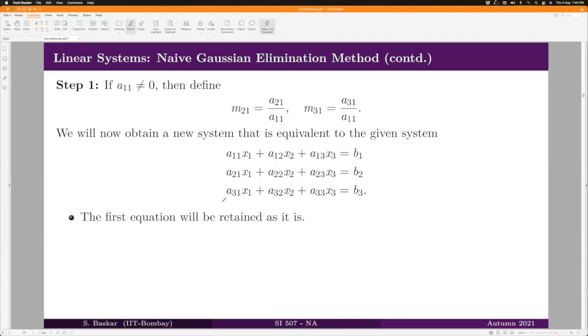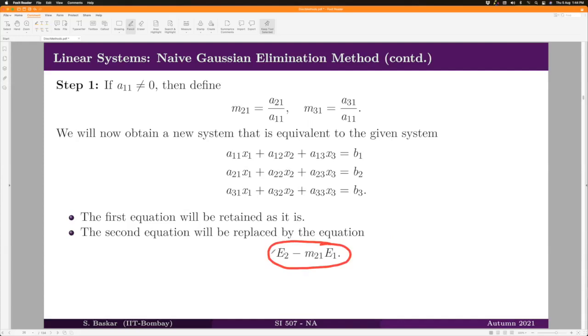And how do we get this new system? The first equation will be retained as it is. The second equation will be replaced by this equation, right? Second equation minus m21 into first equation, that you replace by the second equation. As we know, these are elementary operations. Therefore, the solution will not be changed by doing these operations.